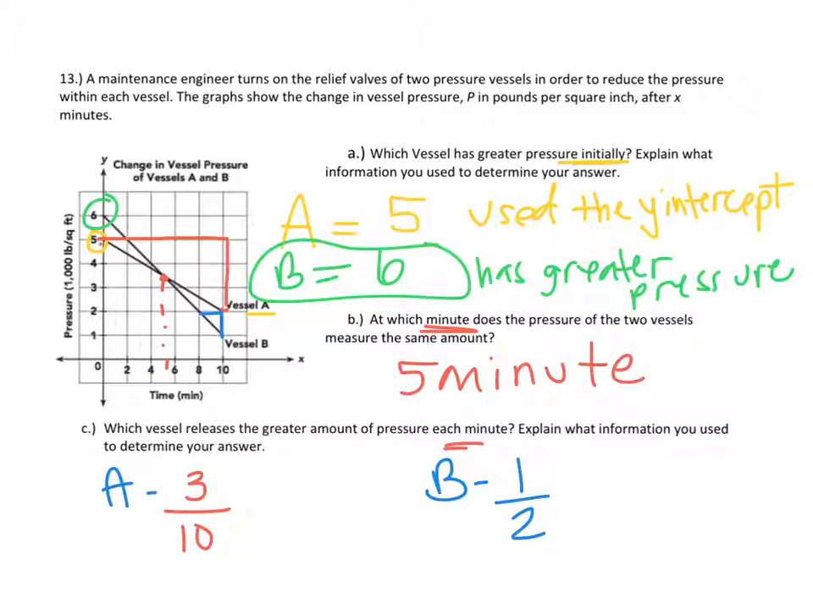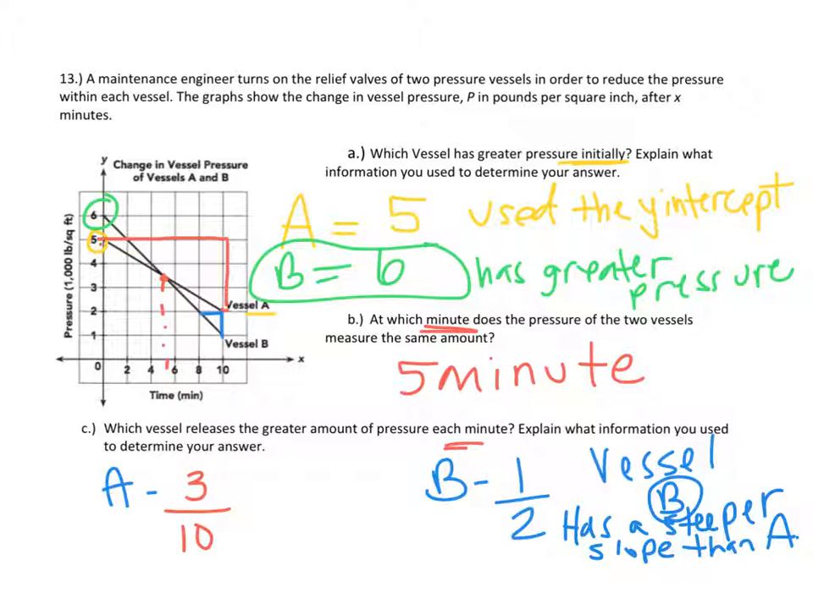Okay, now let's answer the question. Which vessel releases the greater amount of pressure each minute? So 3/10 or 1/2. I would say that 1/2 is more, and if you look at the slope, vessel B is releasing more per minute. So I would say the answer is vessel B. And the information I used is the slope. It has a steeper slope than A. 1/2 is going to be steeper than 3 out of 10. Again, yours could be neater than mine, but the point is the slope is steeper. It's going to be releasing the greater amount of pressure each minute.